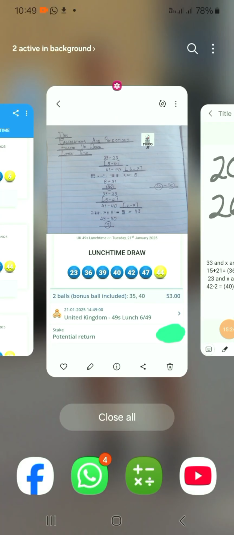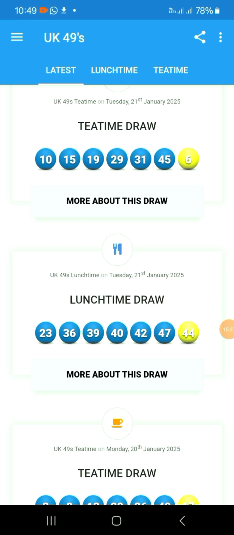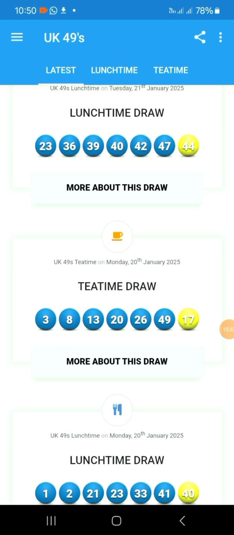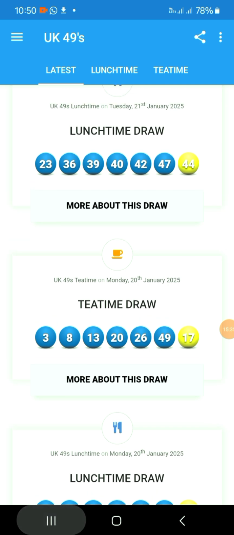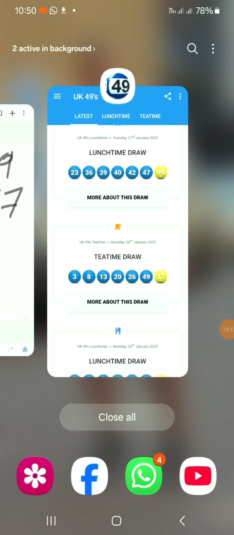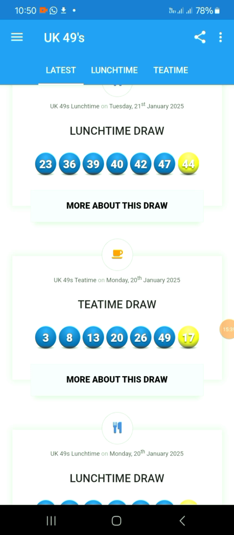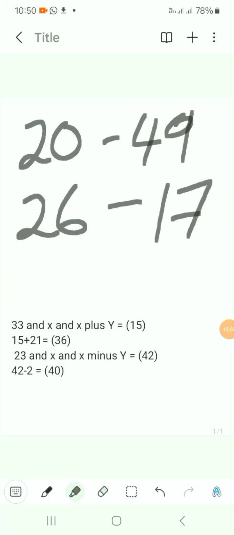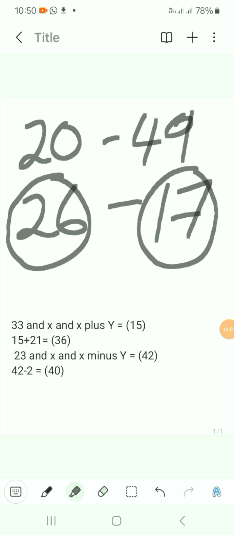Let us go on our numbers and check. We have 20 that played. We have this result: 3, 18, 3, 8, 13, 20, 26, 49, and 17. We have 20, 49, 26, and also 17. Now, 20 is with 26, and 49 is with 17.